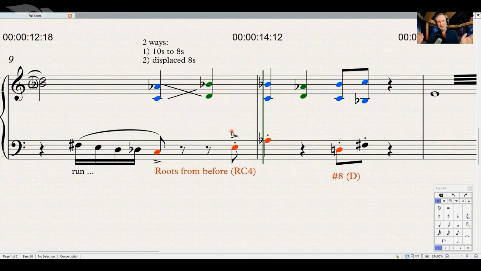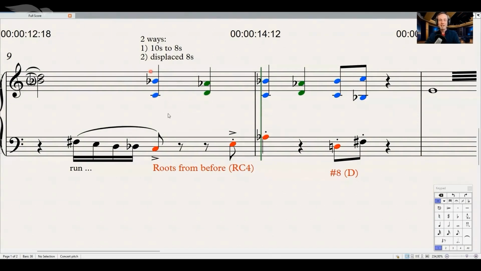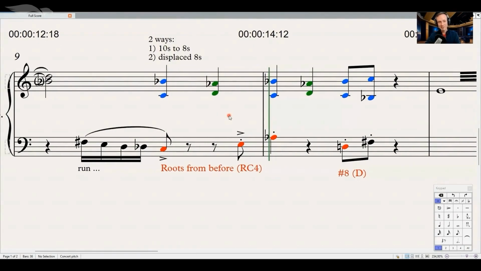Let's move the 8 in a parallel way. It's not very interesting though. So let's make this a little bit more interesting after the fact. And I did it via displacing those tones, and it happened this way. Now we have a 10 moving to the 8, but it was not my base of thinking actually.